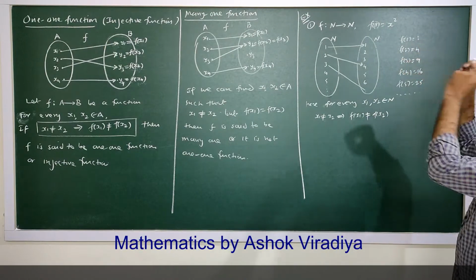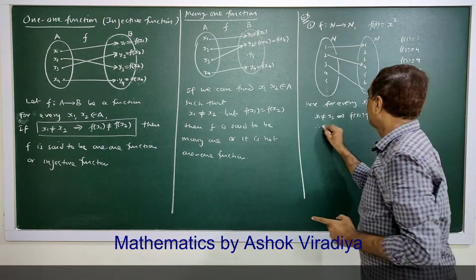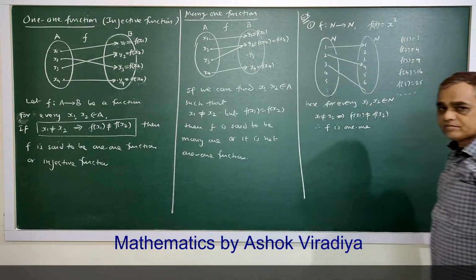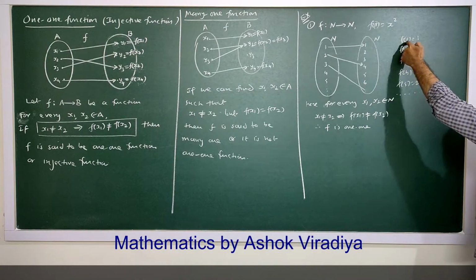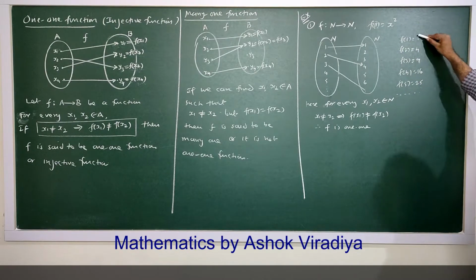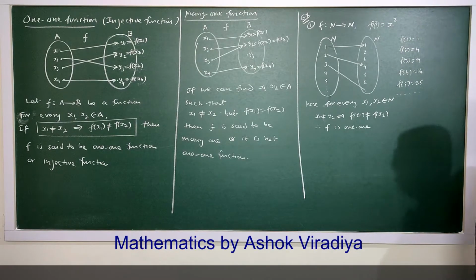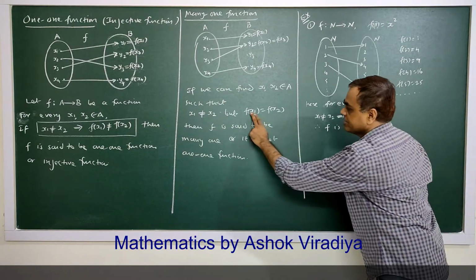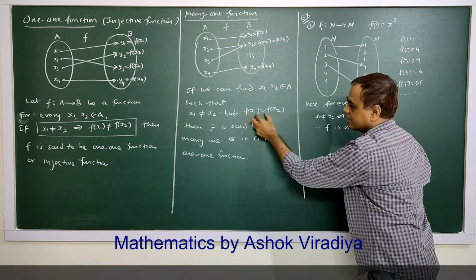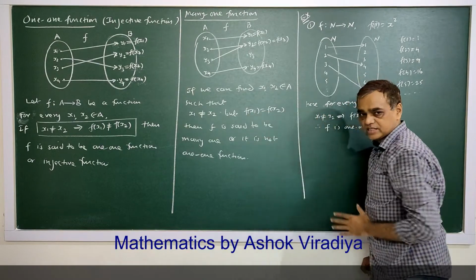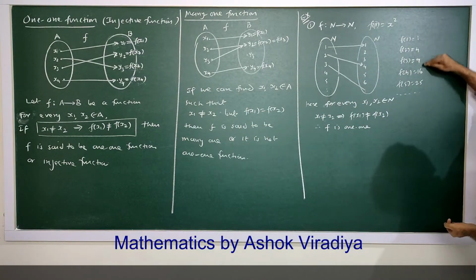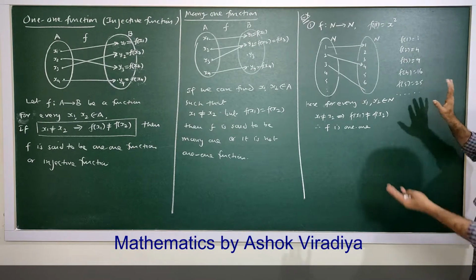So this is 1-1. Therefore this function is 1-1. x1 not equal to x2 implies f(x1) not equal to f(x2). See, no repetition. If you get repetition, it means images are equal. These are repetitions of images, but here there is no repetition of values. So that means it is 1-1.